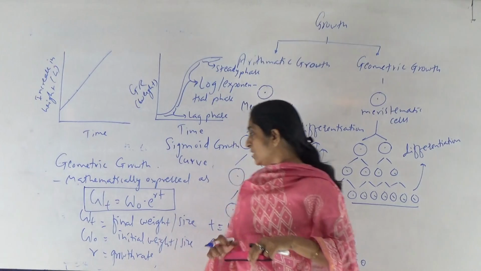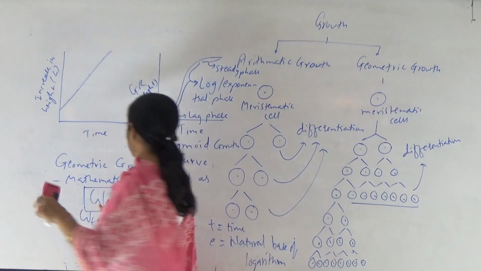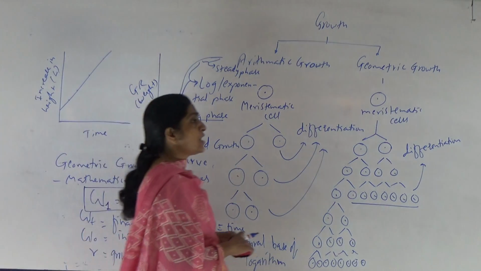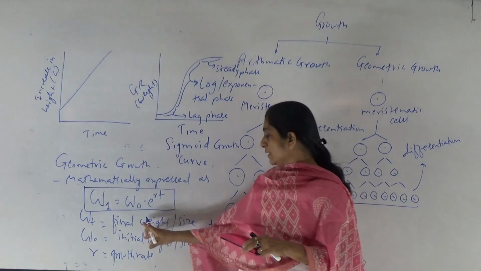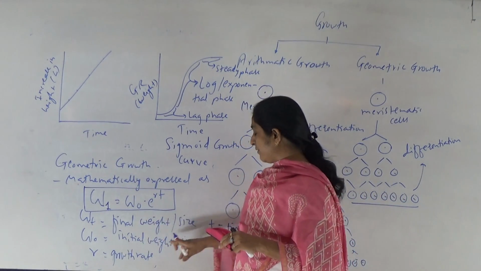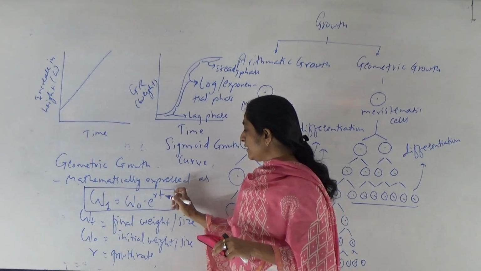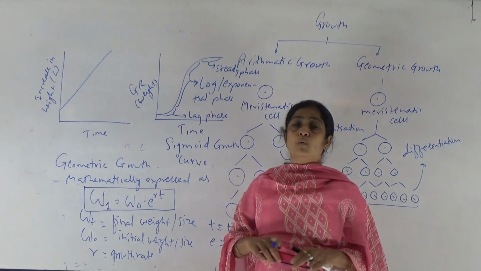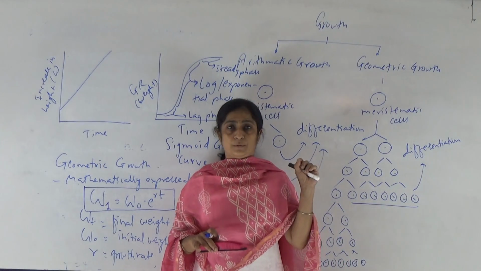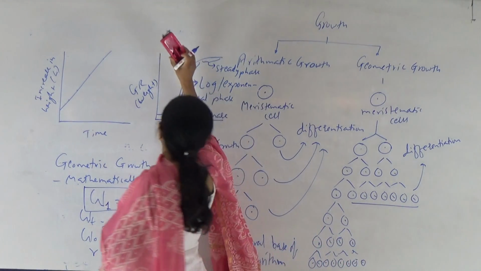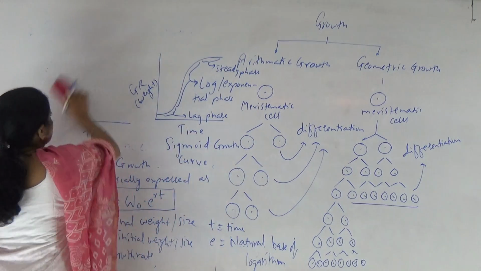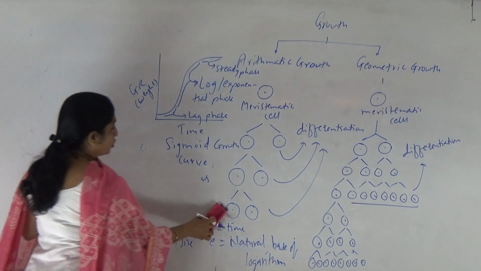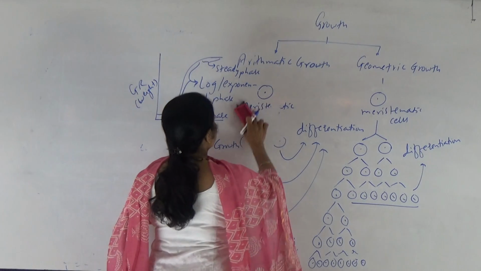Geometric growth is mathematically expressed as Wt equal to, or you can say W1, it is given as W1 in your book. W1 equal to W0 into e raised to RT, where W1 is final weight or size, W0 initial weight or size, R growth rate, T time and e base of natural logarithm, right? So this is about arithmetic and geometric growth. Is it clear to everyone? Right? Now, let's see the next concept. Another growth curve is also given in the book, that is the J-shaped growth curve, where initially the rate of growth is less, but later it is continuously increasing.